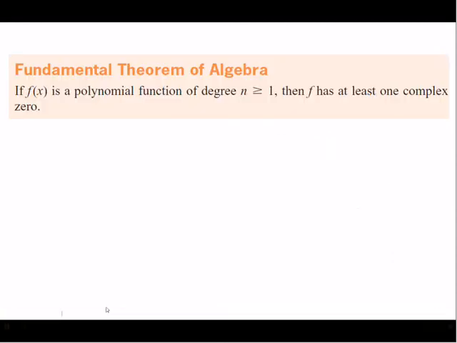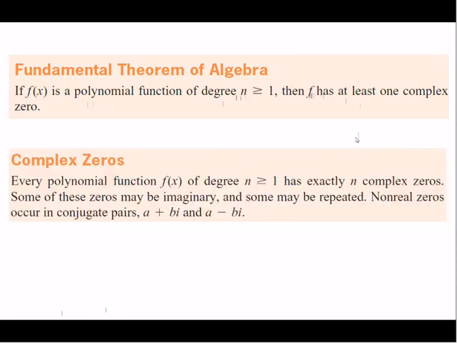In this last section, we're talking about the fundamental theorem of algebra. This is really cool because it says that given any polynomial function of degree n, where n is greater than or equal to 1, so starting with a linear polynomial function and going higher, then it has at least one complex zero. What does that mean? Complex zero means that there will be exactly n complex zeros. So if it is a first degree function, there will be one complex zero. If it's a second degree function, there will be two complex zeros. The idea, though, is what is a complex zero?